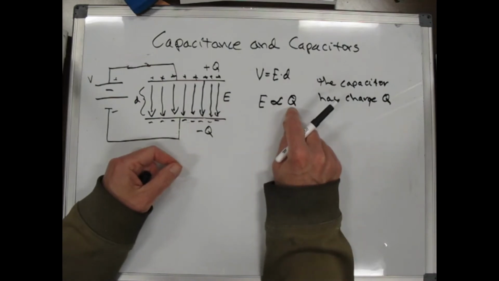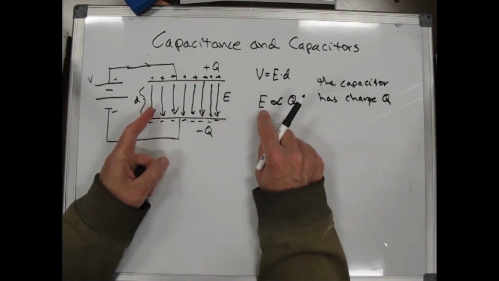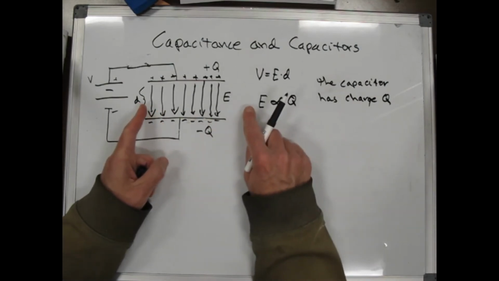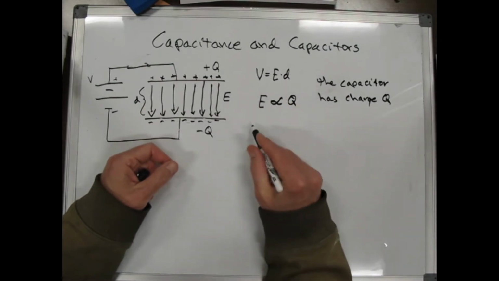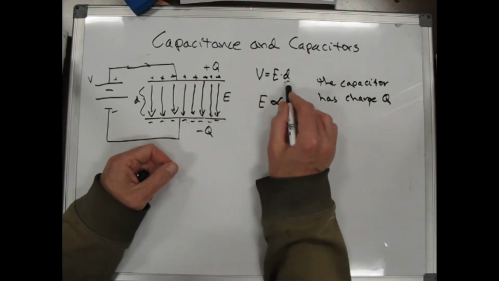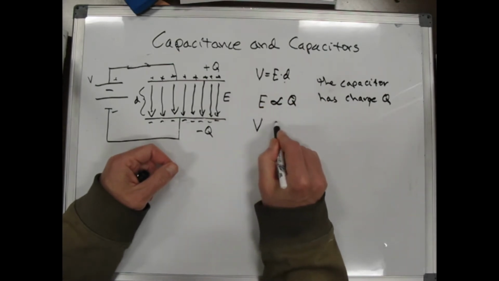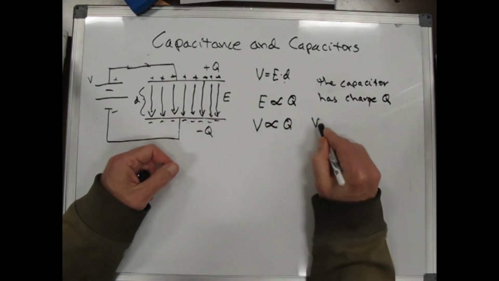Since the electric field lines start on positive charges and end on negative charges, the electric field strength is directly proportional to how many charges there are. If there are twice as many charges, then the electric field is twice as big because there are twice as many lines in the same area. And so the electric field is directly proportional to the charge. And since the voltage is proportional to the electric field, it's the electric field multiplied by the distance. We can say the voltage on the capacitor is proportional to the charge.